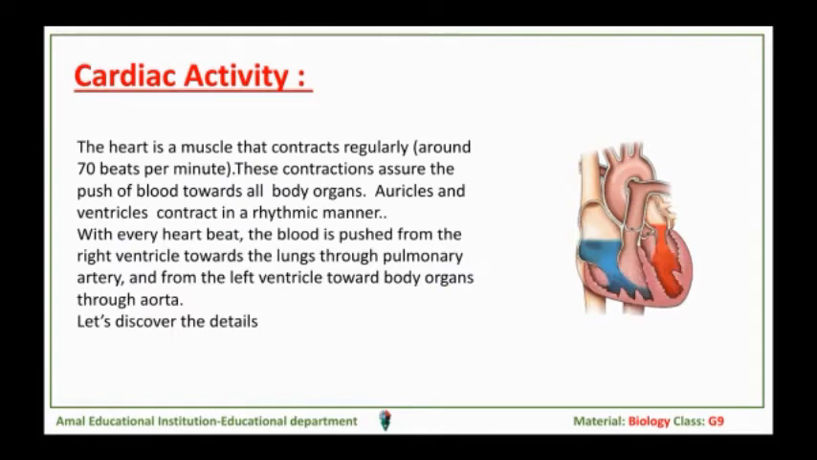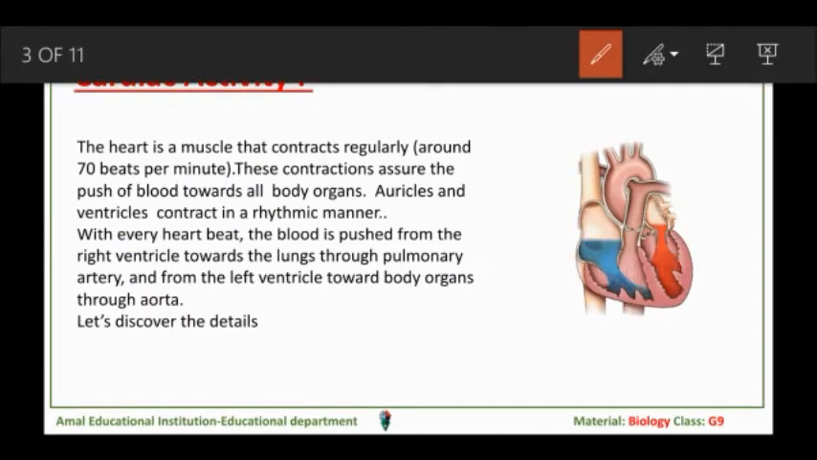First, let's see this animation. See here how the heart is pumping. As we know, the muscle of the heart contracts regularly. Usually this muscle contracts around 70 times per minute. That's why we say that the heart beats around 70 times per minute. What's the importance of this contraction? It allows the pushing of blood toward the vessels to reach all body organs.